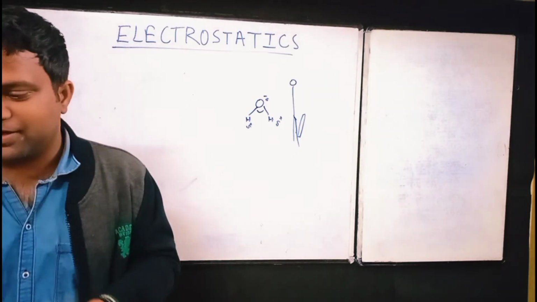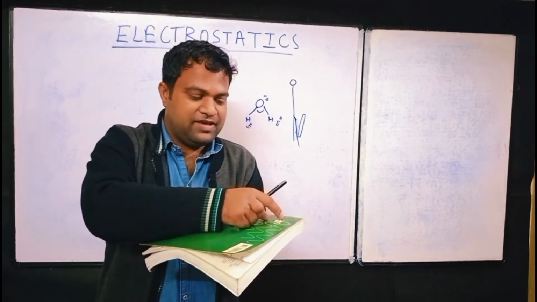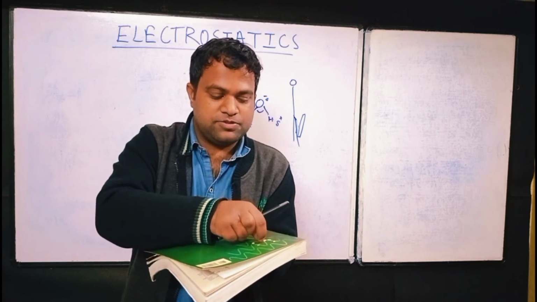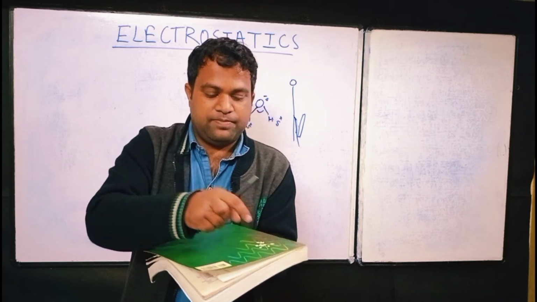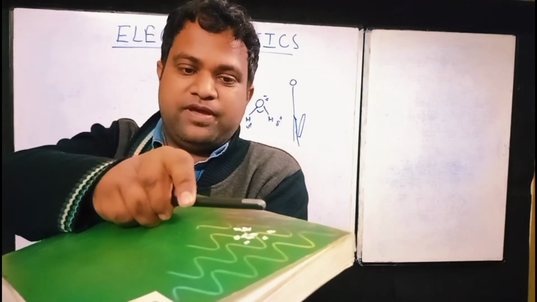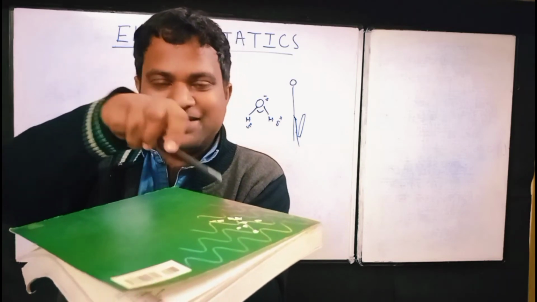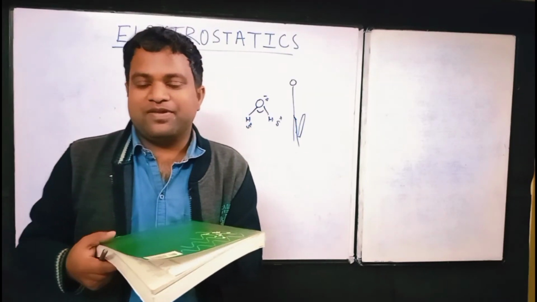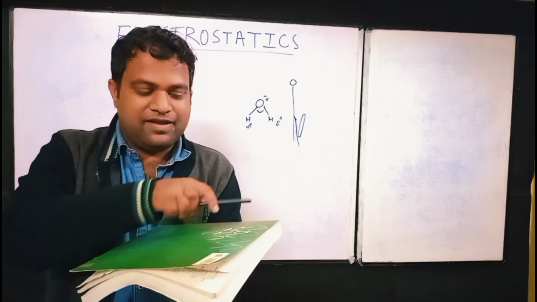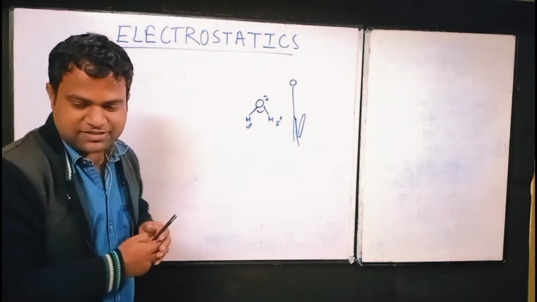Now again I'll show with one more experiment. Here, as you can see, some small papers are there, and I'll again rub the pen and put it near the paper. You see the papers are also attracted because an electric field is induced in the paper, and due to that it becomes a dipole, and it is then attracted towards the charged object.